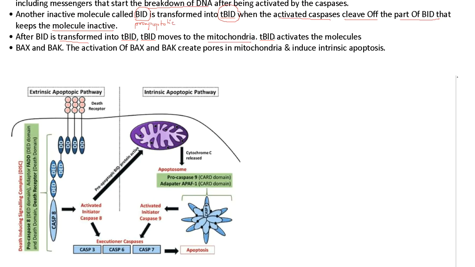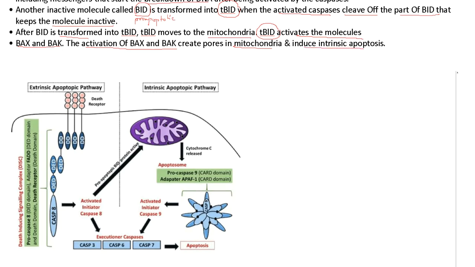After BID is transformed into tBID, tBID moves into the mitochondria and activates the molecules, kind of permeabilizing the mitochondria. Another one, BAX and BAK. So when BAX and BAK are activated, they will create the pores. So what is the role of BID? BID will activate some molecules in the mitochondria. What is the role of BAX and BAK? They will create pores in the mitochondria and induce intrinsic apoptosis.